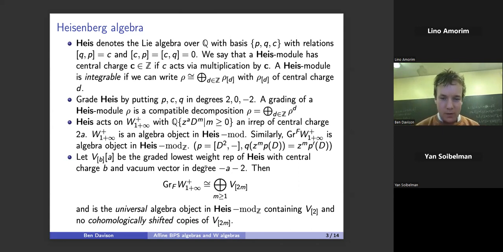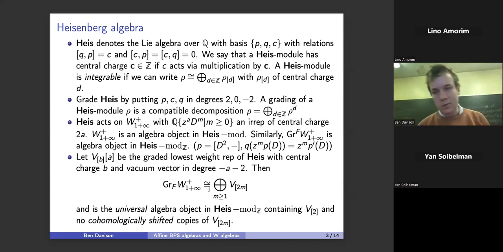Okay. So because of the way I've set up the degree shifts, I hope I've got this right. Yeah, I've got this right. The associated graded of this W plus Lie algebra is the direct sum of all of these V's, but with no cohomological shift, so no A shift appearing in this direct sum.